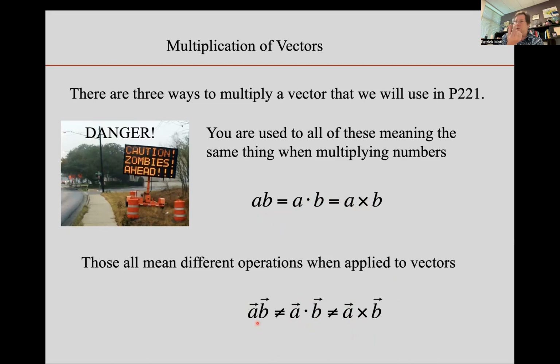A, B, just next to each other, implied multiplication. That exists as a mathematical operation. It's called the outer product or the tensor product. We won't need that for this class. But we will use the other two, and there's another way of multiplying a vector that we're going to need. So in this video, we're going to learn about 3 ways to multiply vectors, what those mean, how to perform those operations.